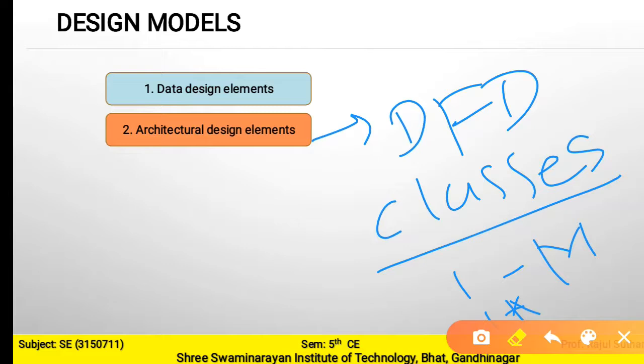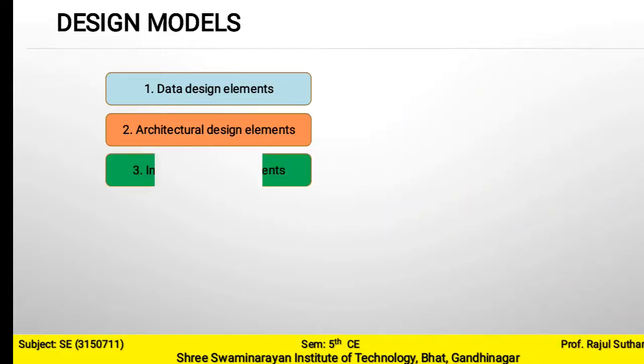Now the third one, that is the interface design element. The interface design element for the software represents the information flow into and out of the system, meaning in and out information of the system. They communicate between the components defined as a part of the architecture.